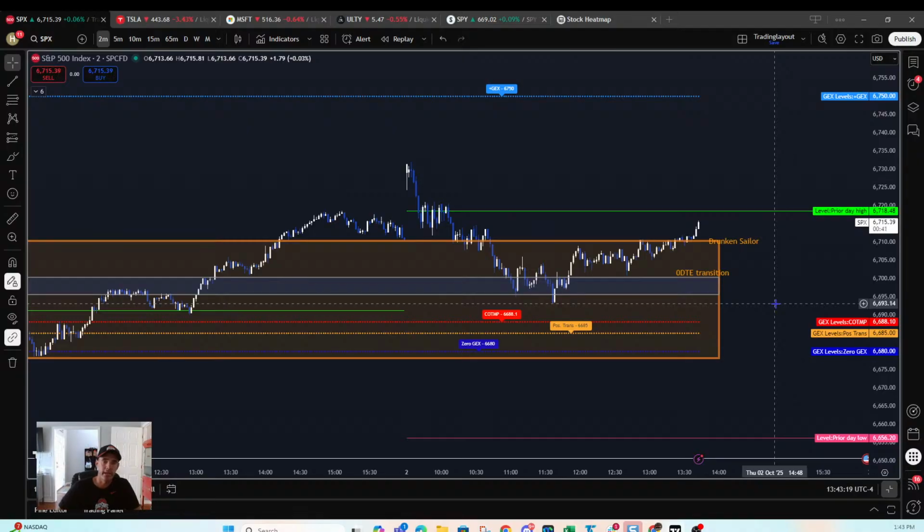So far, it's playing out textbook, what we talked about in the pre-market prep. Difficult to move above, pull back to transition, and now we're moving back up above the drunken sailor range.